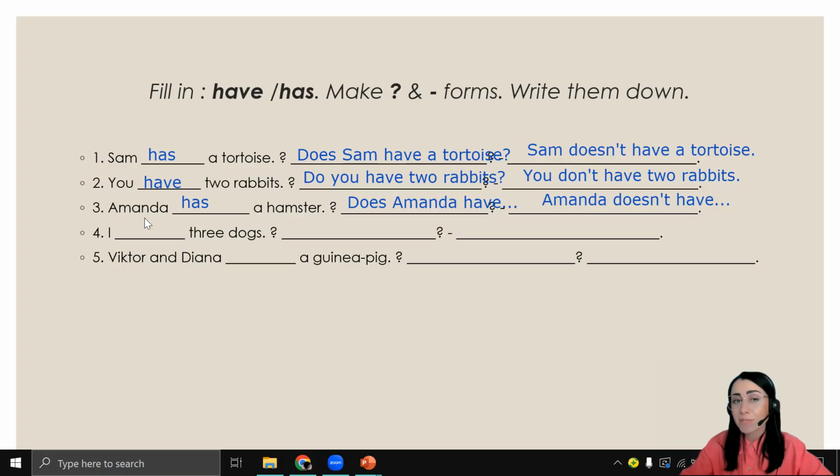I have three dogs. Do I have three dogs? I don't have three dogs. Or maybe you wrote, do you have three dogs? You don't have three dogs. Number 5, Victor and Diana have a guinea pig. Do Victor and Diana have a guinea pig? Victor and Diana don't have a guinea pig. I hope you did this exercise correctly.